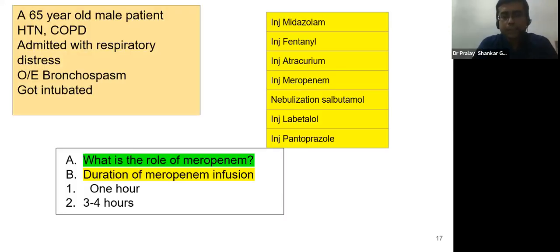Now, our patient is also getting meropenem. We know meropenem is an antibiotic. But my question is, what is the duration of meropenem infusion? Is it 1 hour or 3 to 4 hours? May I expect some answers?